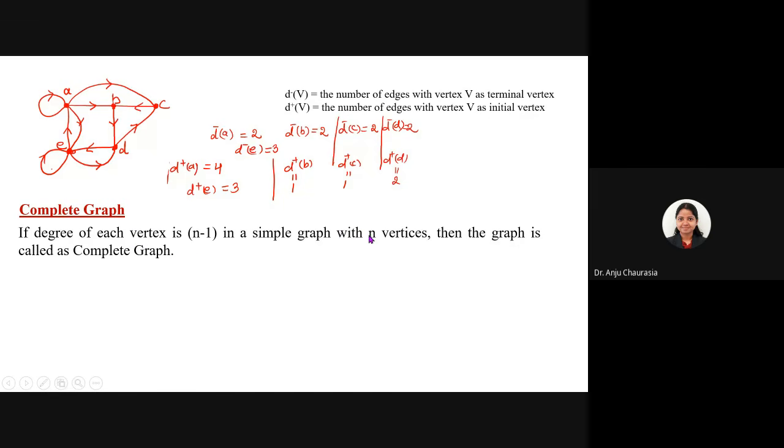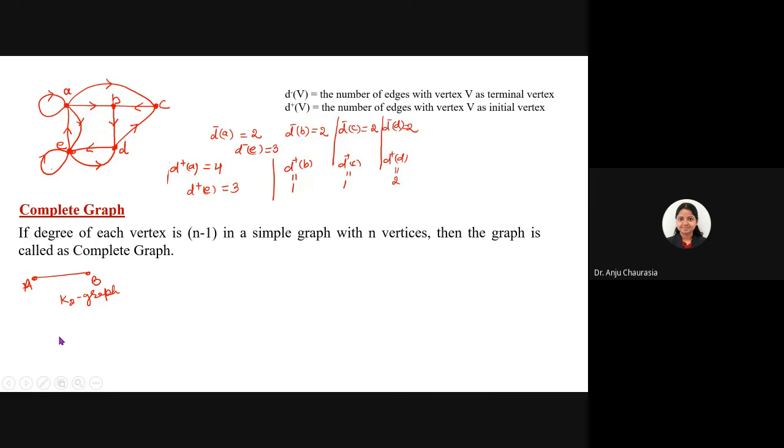Once again, just imagine, I am not showing anything. If a graph has 8 vertices and each vertex has degree 7, with n being 8 vertices and 7 the degree of each vertex, then that graph will be in the category of complete graph. If n is 5 and all 5 vertices have degree 4, all equal, then that type of graph is said to be a complete graph. Okay, we'll see an example.